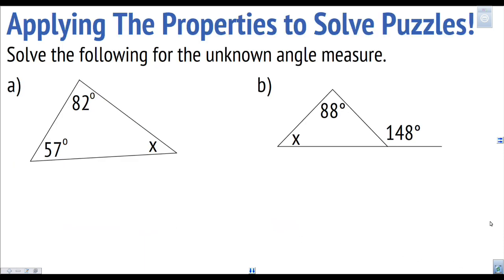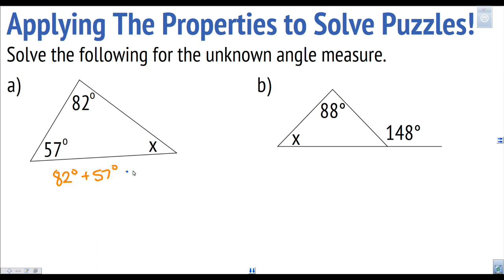So we're going to use these facts to help us solve some of these puzzles, basically, where you're going to be given information about each triangle, and it's your job to try to figure out what that missing piece is. So if we take a look at this first question here, I'm given two angles in a triangle out of three. So I know for a fact that these three angles together have to add up to 180 degrees. So I'm going to use that fact, and let's add these two together first. So I'm going to write here 82 degrees plus 57 degrees.